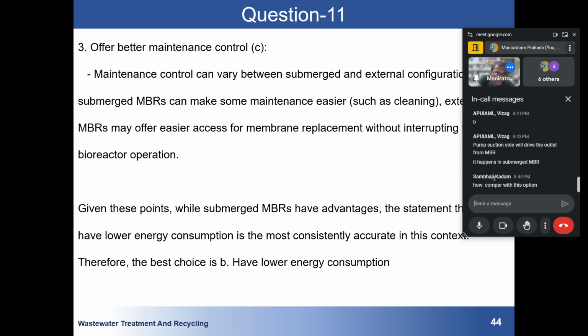Let me check this first, the pump suction. The pump suction side will drive the outlet from MBR. Okay, it happens in submerged MBR. It will happen in submerged MBR because I operated a submerged MBR. TMP, transmembrane pressure, the pump suction side will be connected to the membranes. Okay.